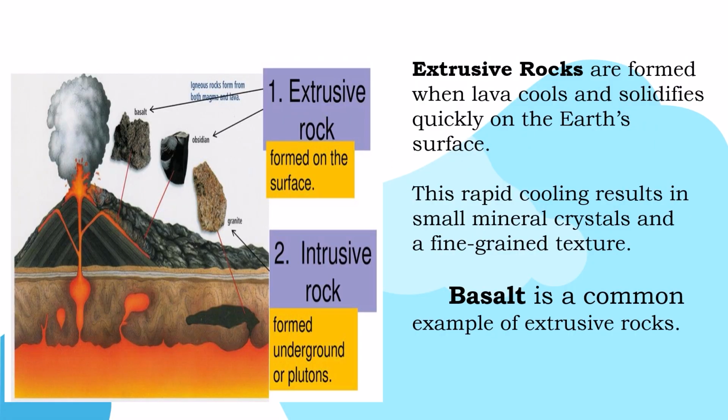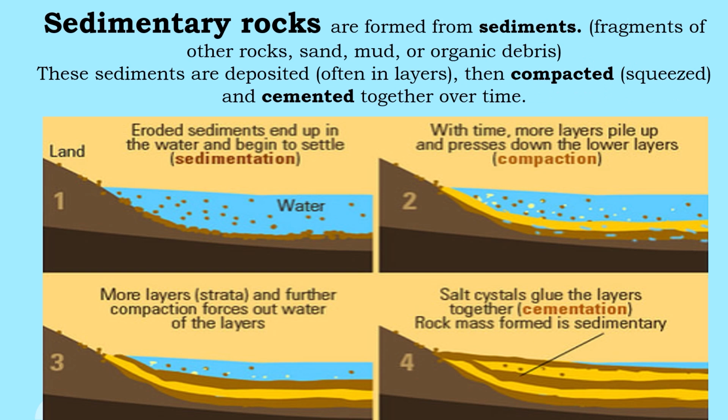Extrusive rocks are formed when lava cools and solidifies quickly on the Earth's surface. This rapid cooling results in small mineral crystals and a fine grain texture. Basalt is a common example of extrusive rocks.